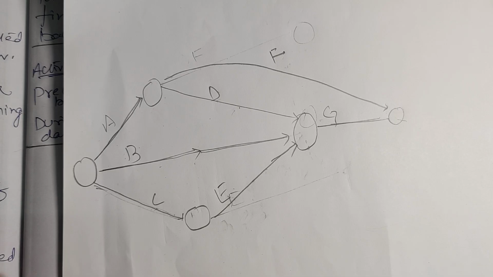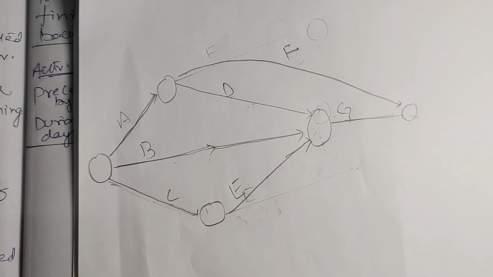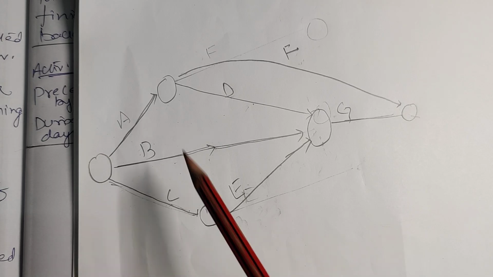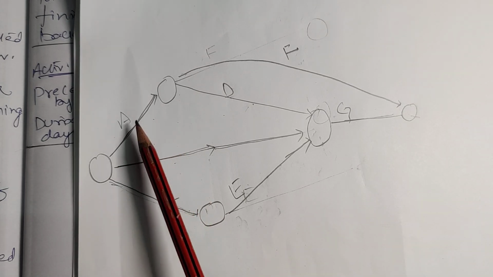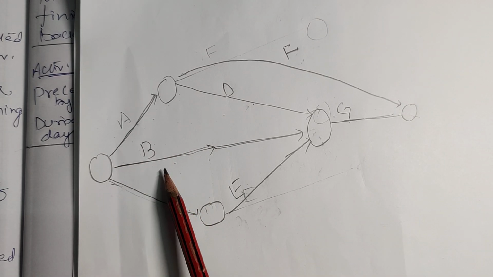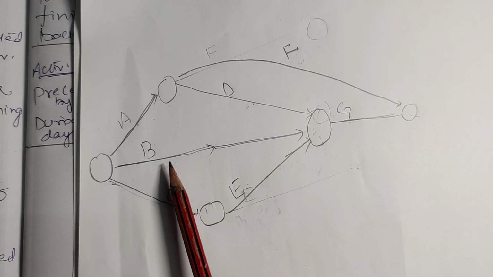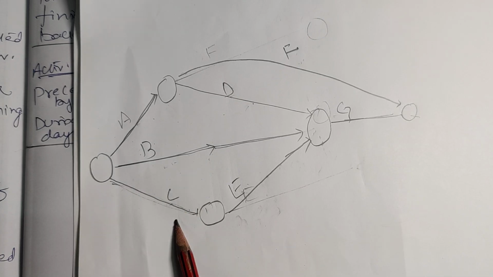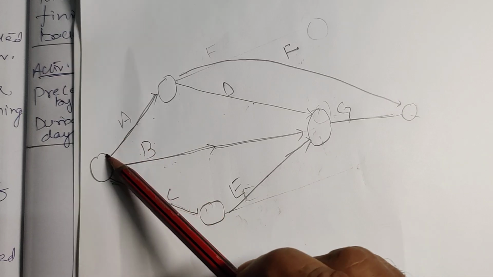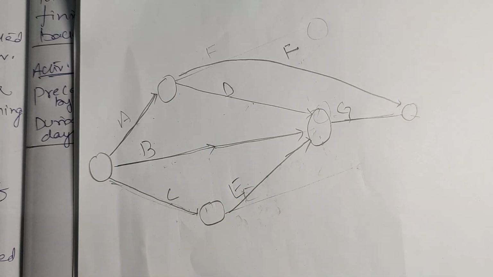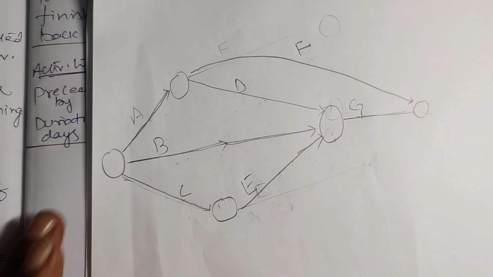This way a network is constructed. Now look at this. A is an activity, it is a work element. B is an activity, C is an activity. Each activity in a network is represented with an arrow diagram.